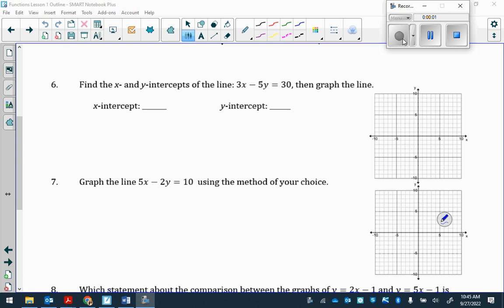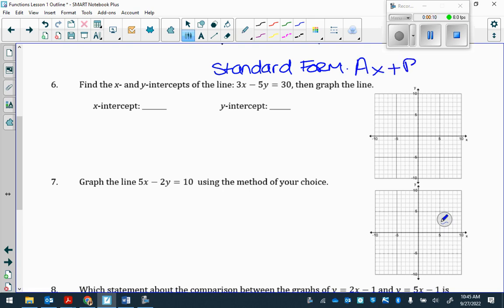So standard form, where it's ax plus by equals c. Your a and b are constants, okay? You will never see fractions primarily through this. You won't see fractions and or negative numbers. Your a value, you will notice, is always positive, okay?